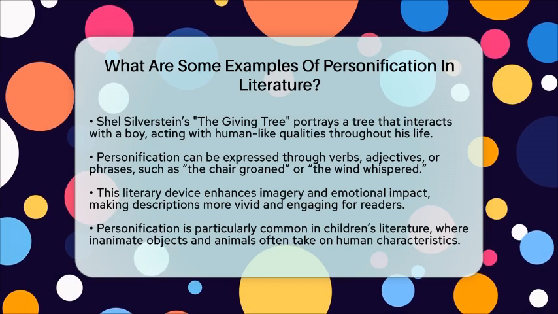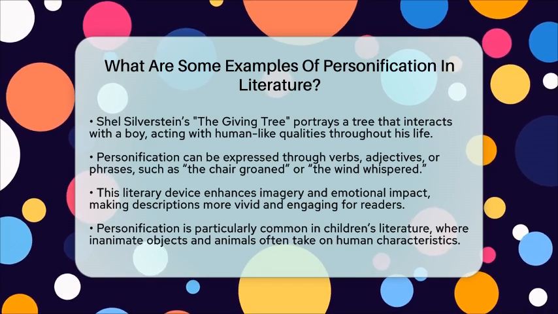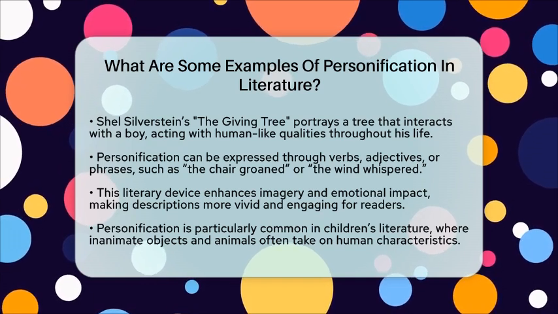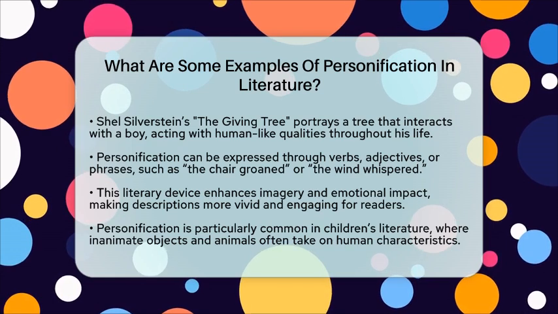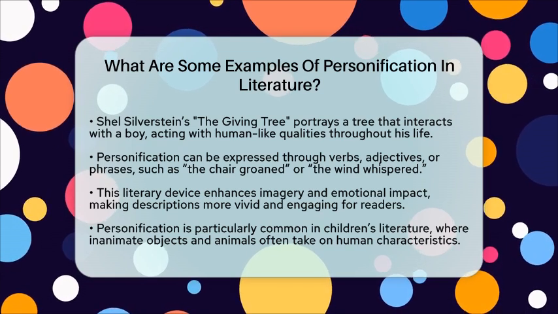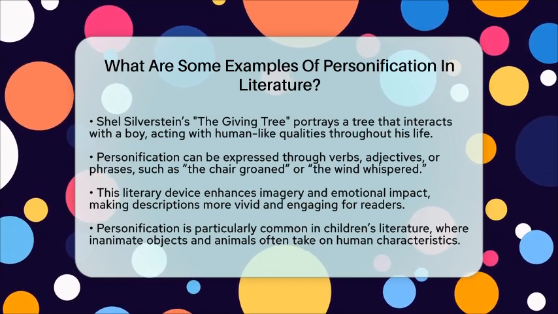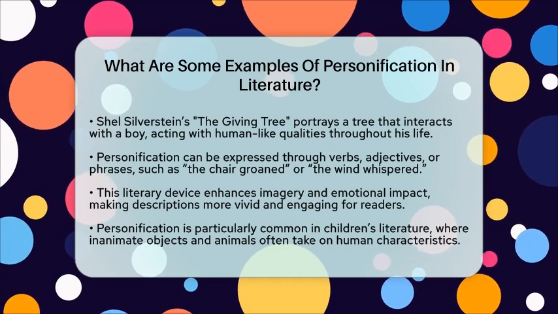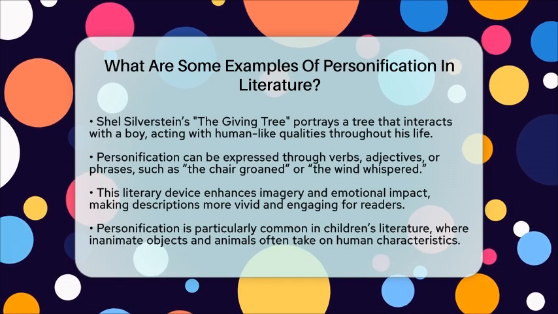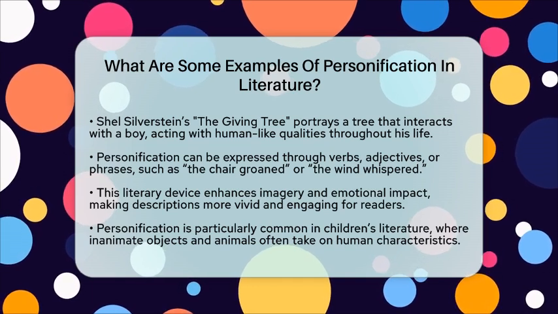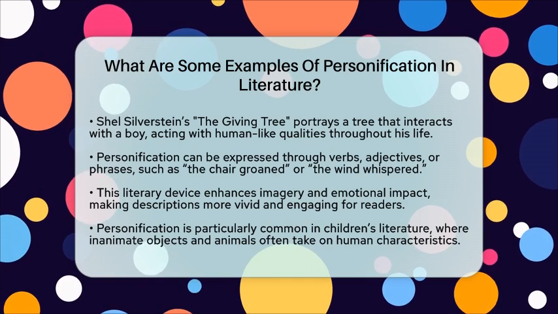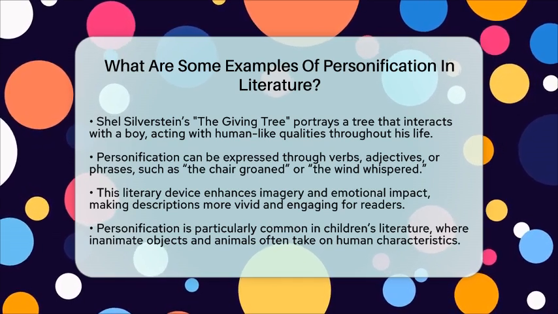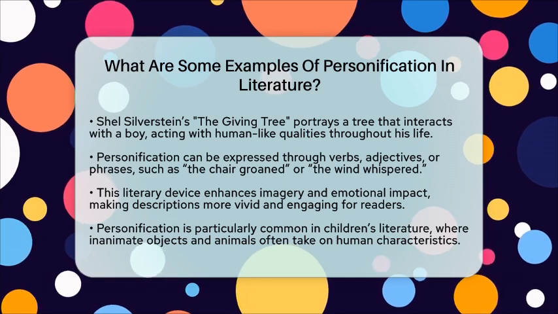Personification can be expressed through verbs, adjectives, or phrases like the chair groaned or the wind whispered. This device works alongside other literary techniques to enrich the text's imagery and emotional impact. In poetry and prose, personification makes descriptions more vivid and helps readers connect with the narrative. It is especially common in children's literature, where animals and objects often take on human qualities to engage young readers. Through personification, writers breathe life into the inanimate, allowing readers to see the world in a more imaginative way.